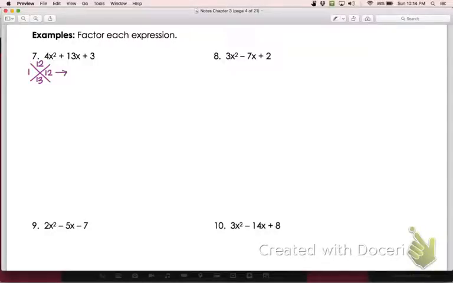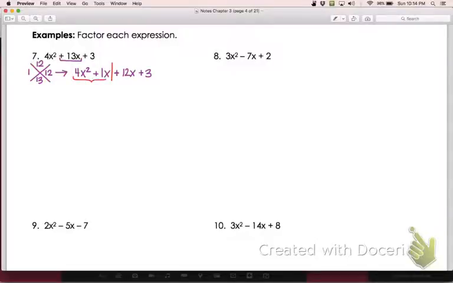Okay? So now I'm going to take out my plus 13x, and I'm going to have 4x squared plus 1x plus 12x. They're both pluses because they're positive, and then plus 3. So now I'm ready to split this in half.